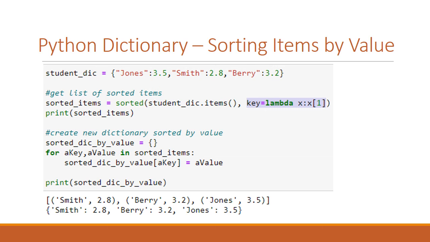The for loop will take the first value in the parentheses as the key, and it'll assign the second value in the parentheses to a value. And it'll go through each item within this list. So the first time through the for loop, key is assigned Smith, value is assigned 2.8. We want to put that in our new dictionary. So we use the name of our dictionary, bracket key, which is Smith, and we're going to assign it the value 2.8.